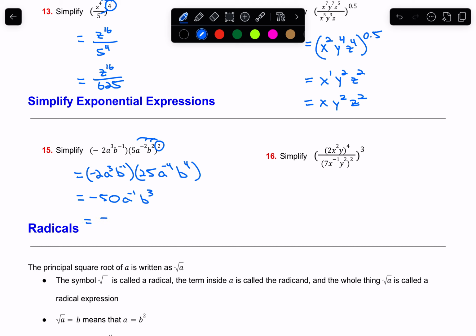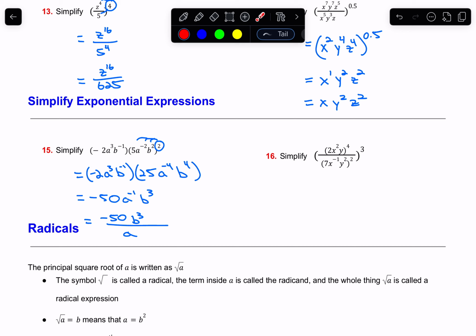So we're going to put that a to the negative 1 on bottom and leave the negative 50b cubed on top. So notice all I did in this last step was take this a to the negative 1 and move it to the denominator to make it a to the positive 1, where we don't write that positive 1 because a to the 1 looks better when we just write a.